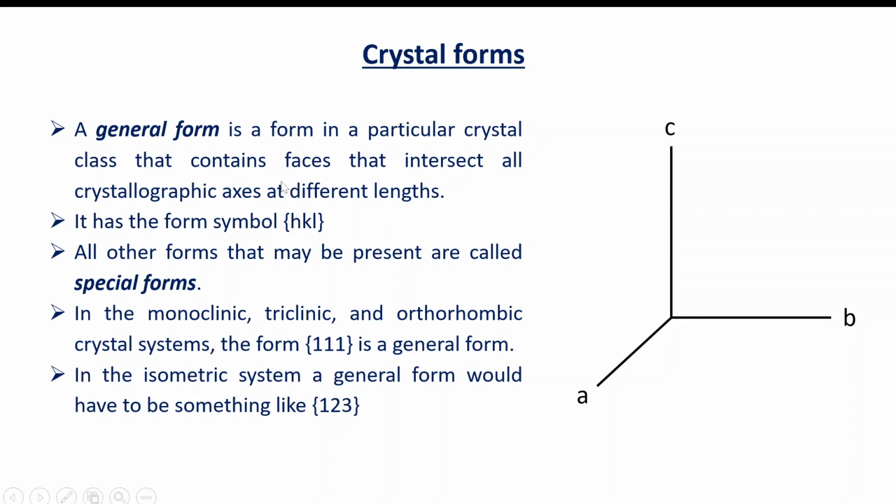So it is just by virtue of the intercept of the faces with respect to the individual axis. A general form again is a form in a particular crystal class that contains faces that intersect all crystallographic axes A, B, C at different lengths. If it is cutting at the same length, then definitely it is a special form, it is no longer a general form.